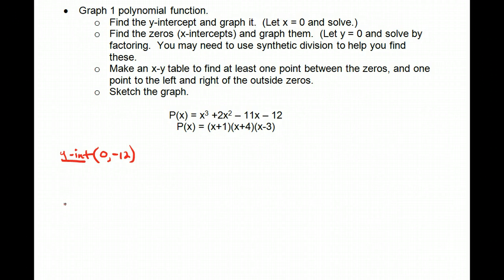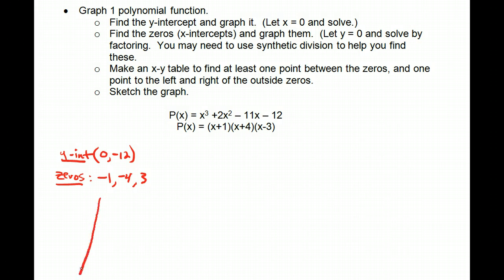Okay, next we need to find our zeros, and we already did that previously. We found out that the zeros, which come directly from the factored form, are negative 1, negative 4, and positive 3.